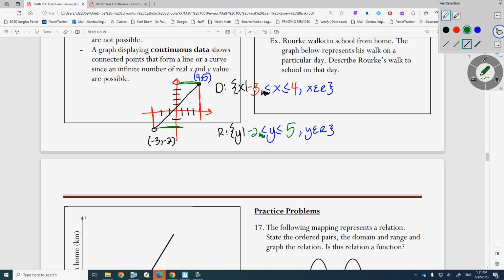In interval notation, I find, again, even easier. It's always your smallest number, comma, biggest. So it would be -3, comma, 4. That would get your square bracket, and your rounded bracket would be for this one. That would be the domain of the function. What the range would be, it'd be rounded bracket, -2 to 5 square bracket. That would be your range. Okay, so you'll have for sure a domain and range question.